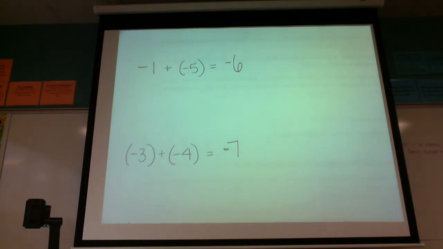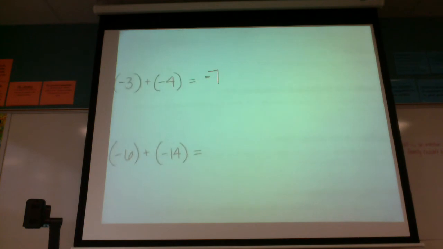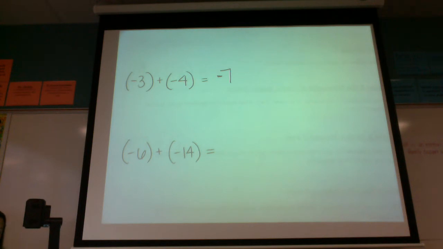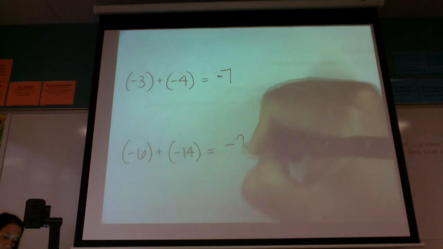Next one, also involving two negatives. Negative 6 plus negative 14. Hopefully you're noticing a pattern here. Negative 6 plus negative 14 is going to end up being negative 20.